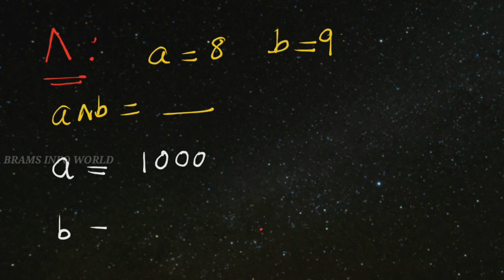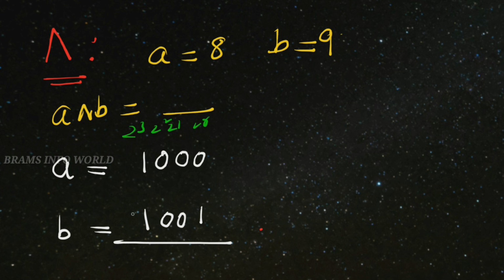And 9 is the B value. 9 means 2 cube plus 1. So 2 cube, 0 0 1. So this is the result. Okay, so you can clearly observe that easily we can calculate 2 cube, 2 square, 2 power 1, 2 power 0, and this is the way we can easily convert the values.